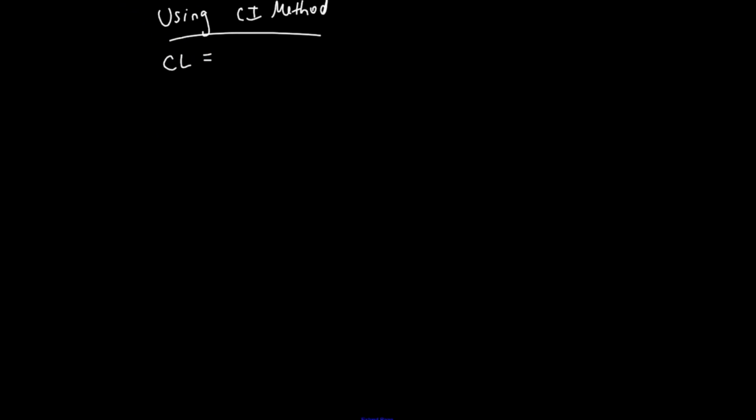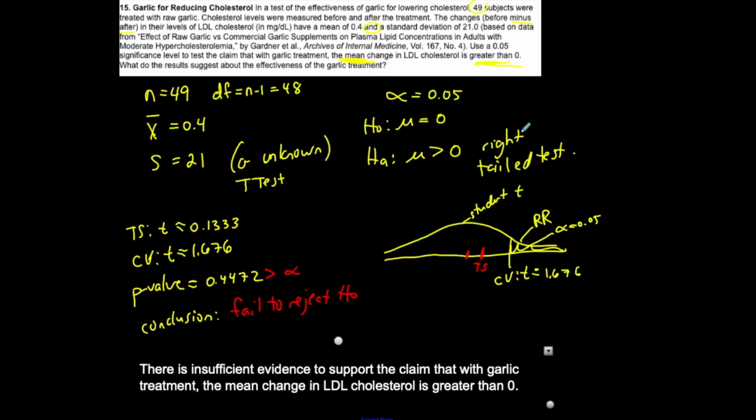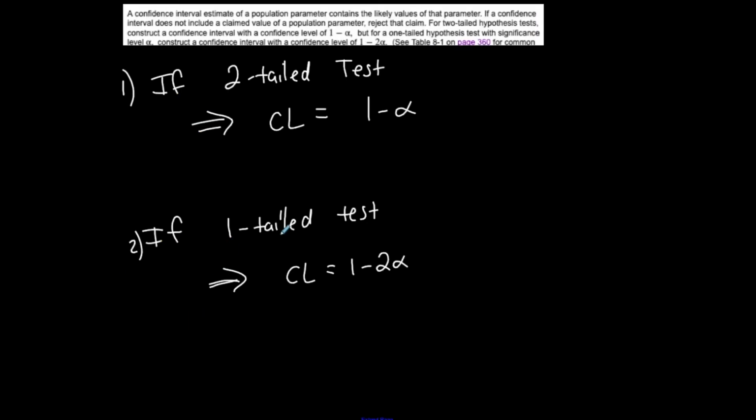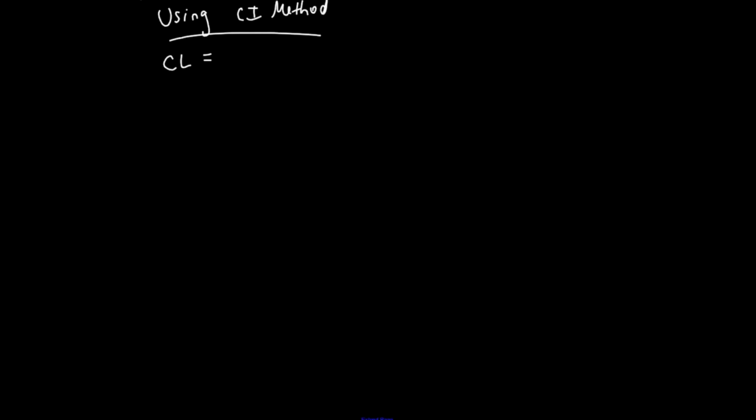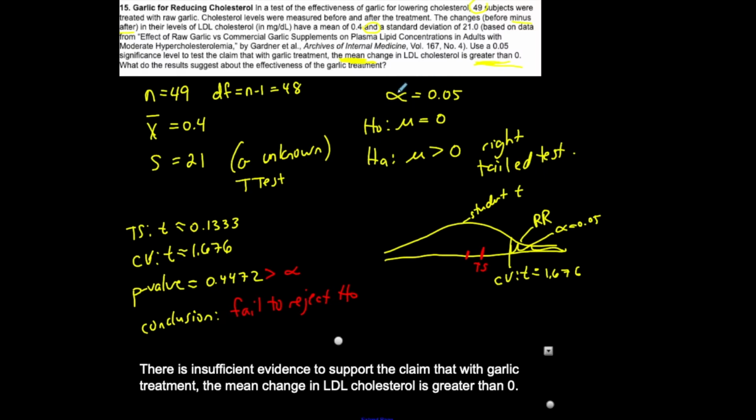So what kind of test do I have? It's a right tail test. So I only have an area in one tail, which means that it's a one-tailed test. So that means my confidence level is 1 minus twice alpha. Well, I have alpha. Alpha was the significance level given to me, 0.05.